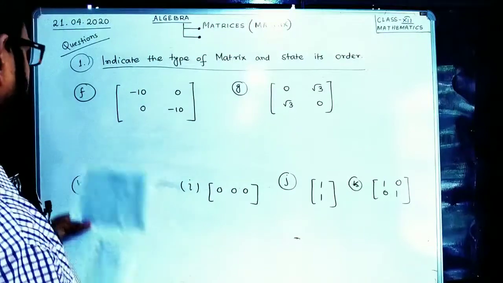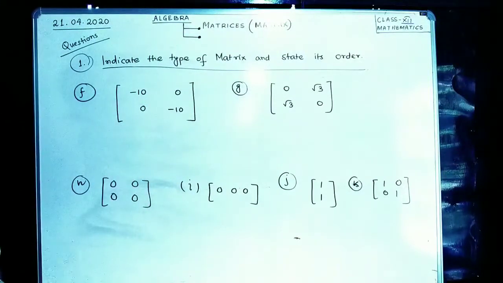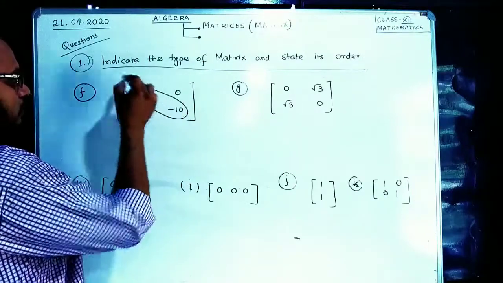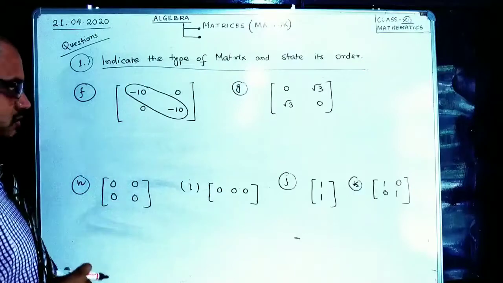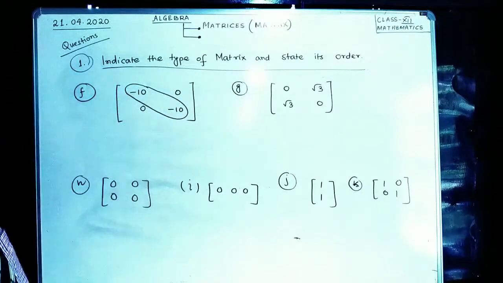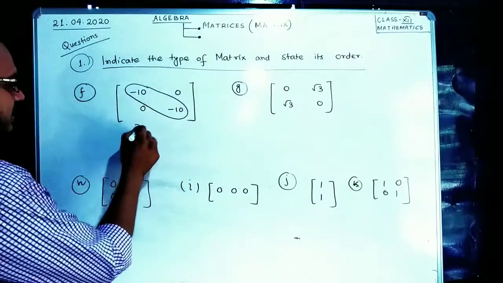Okay, let's try to solve this. What type of matrix is this? Yes, you guessed it right. It's a diagonal matrix again. First of all, it's a square matrix, and within square matrices it's a diagonal matrix because the diagonal elements are the non-zero elements present and all the off-diagonal elements are 0. So it is a diagonal matrix.